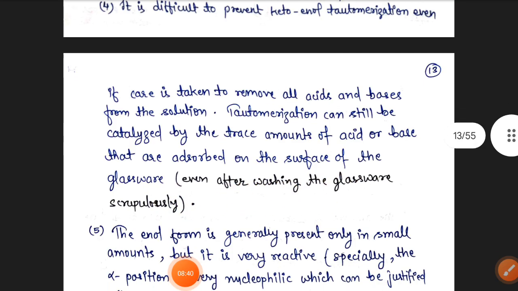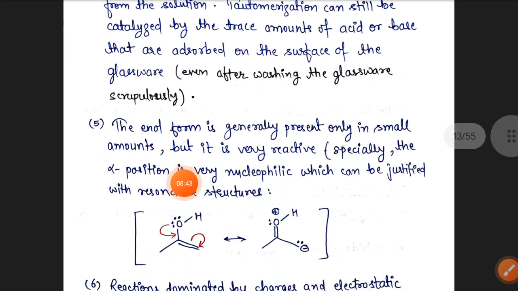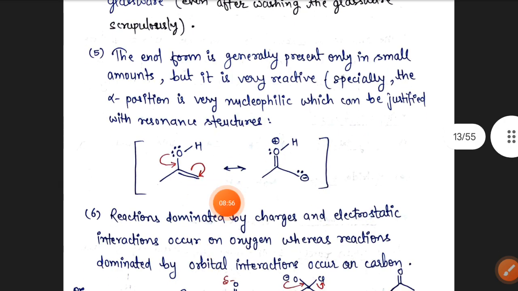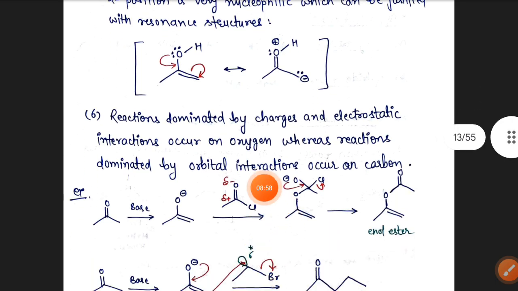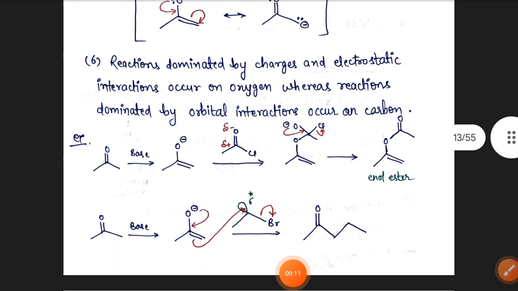Fifth reason, the enol form is generally present only in small amounts, but it is very reactive, especially the alpha position, which is very nucleophilic, and this can be justified with a resonance structure. This is the resonance structure. Sixth reason, reactions dominated by charges and electrostatic interaction occur on oxygen, whereas reactions dominated by orbital interaction occur on carbon.